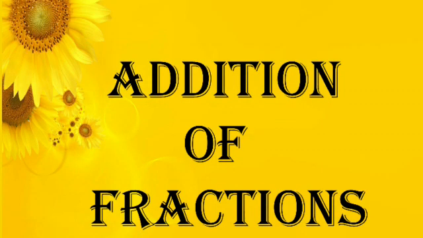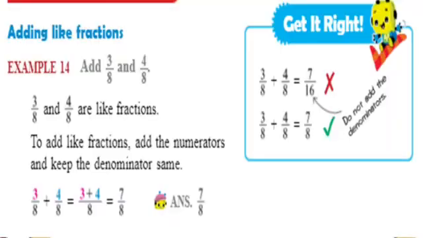Let us go to the topic addition of fractions. Let us see how to add like fractions. For example, add 3 by 8 and 4 by 8. When you look at these fractions, you can see the denominators are the same. When the denominators are the same, it is a like fraction. So, if it is a like fraction, we have to keep the denominator the same and add the numerators.